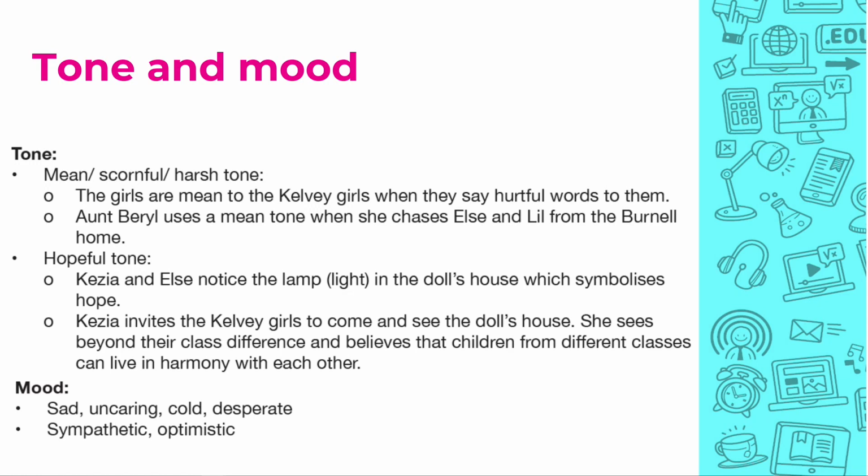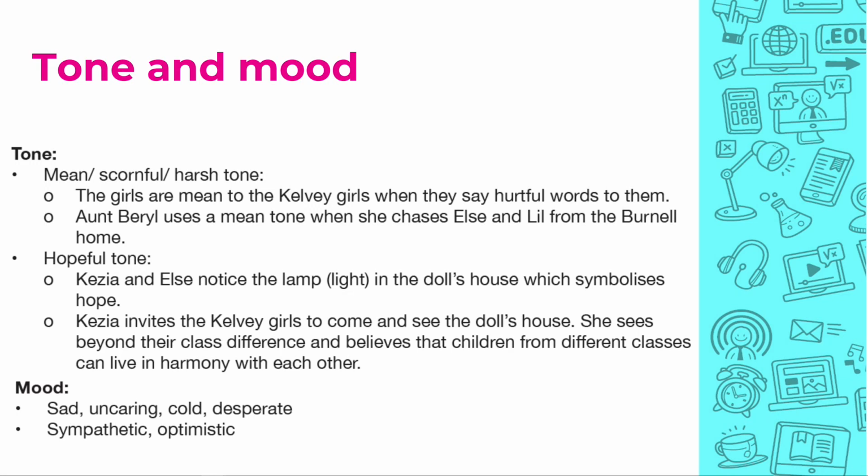So, hopeful tone. Kezia and Alice notice the lamp at the same time. And what does the lamp symbolize? It symbolizes hope. Kezia invites the Calvi girls to come and see the doll house. She sees beyond this whole idea of classism, and she feels that everybody should be able to live together. So what type of tone is that? It's a hopeful tone, okay?